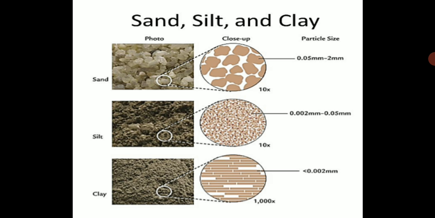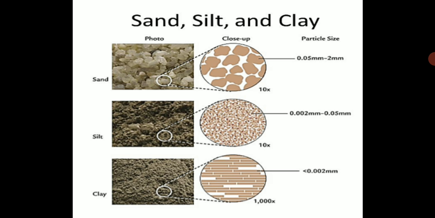Then silt, you can see it is magnified. On the screen you can see under magnification the particle size lies between 0.002 mm to 0.05 mm. So here you can see smaller than the sand size part of the particles. You can see the soil silt is smaller than the sand.